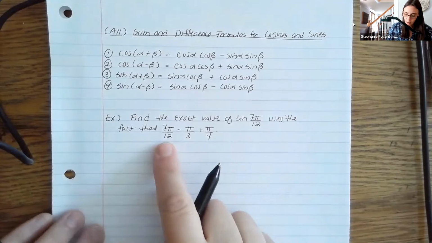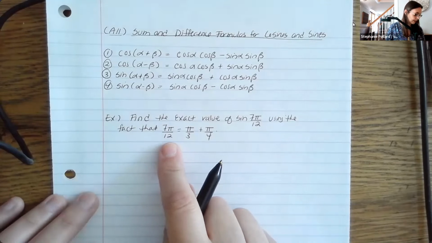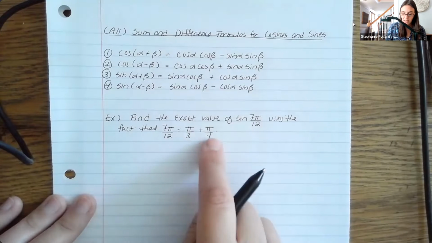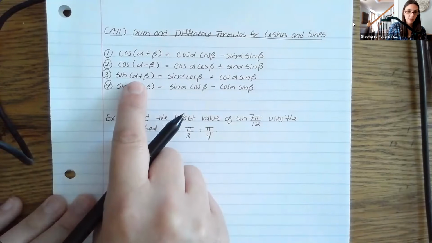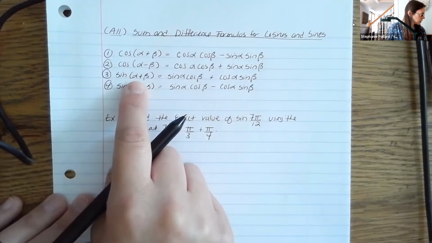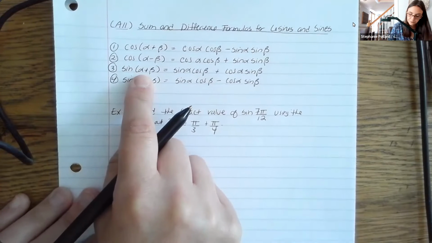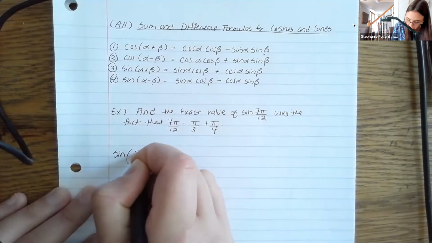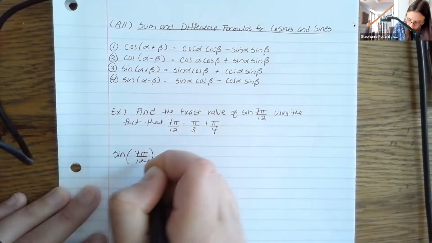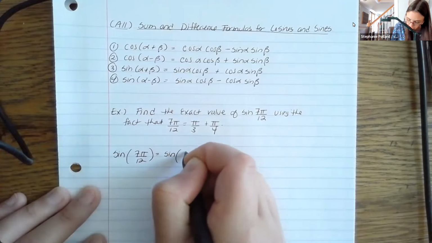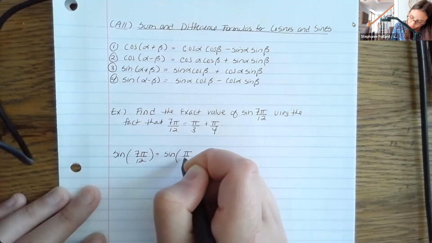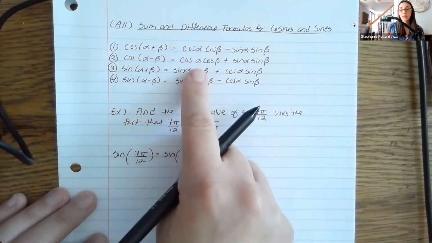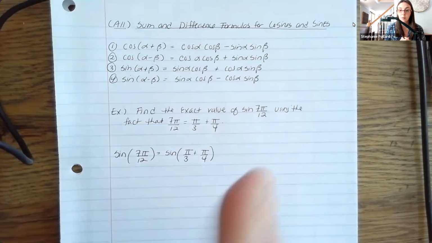So we're going to go ahead and apply the formula here. We notice that we're using sine, and we are adding the angles. So I'm going to be using this formula here that has addition of the 2 angles with our sine function. So sine of 7 pi over 12 is the same thing as sine of pi over 3 plus pi over 4. Now these formulas work both with degrees and radians. So here we're doing an example in radians.